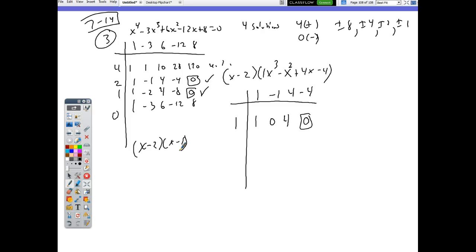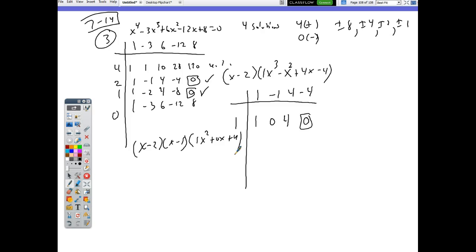And then what's left over is 1x squared plus 0x plus 4. So far, so good? Now, how do I solve where the last 2 solutions are going to be? What do I do to this? Factor it? Oh, I could try to factor this. Good luck factoring that. X squared plus 4 with no middle term. Factor to 4 that gave me 0. Not going to happen.